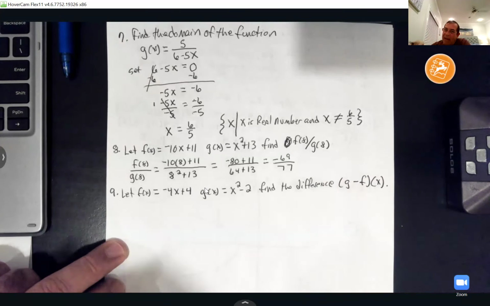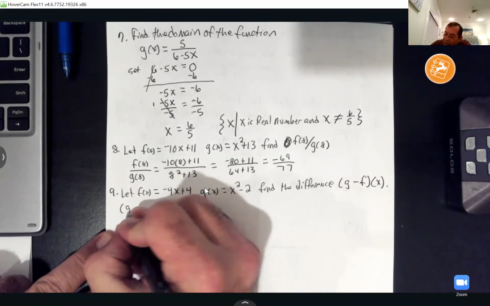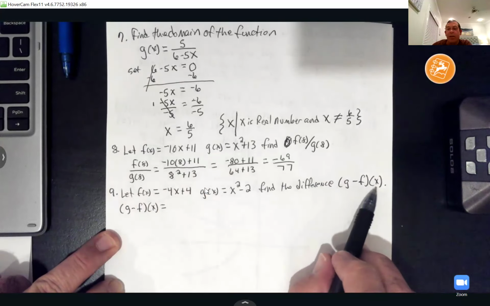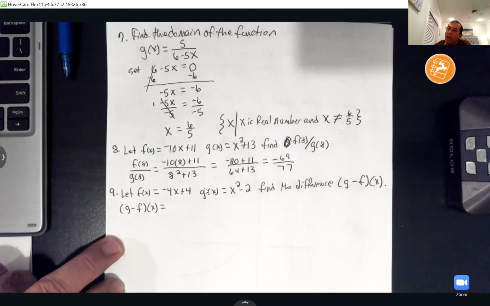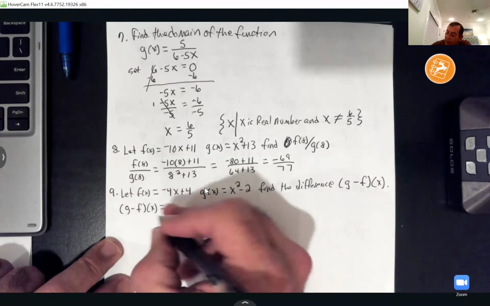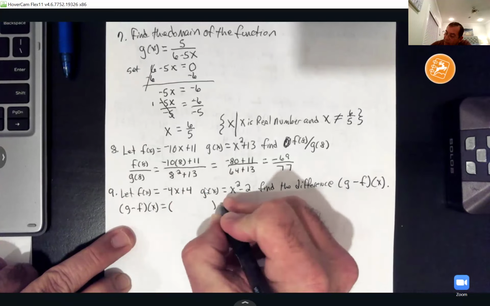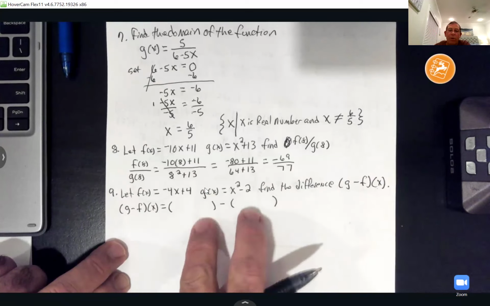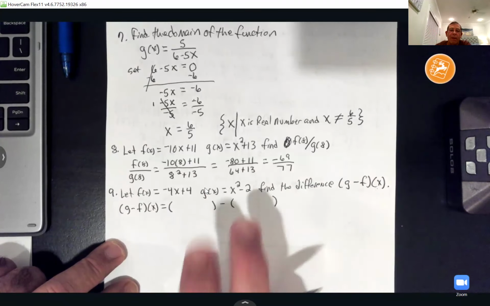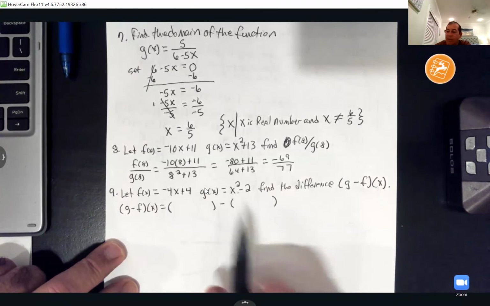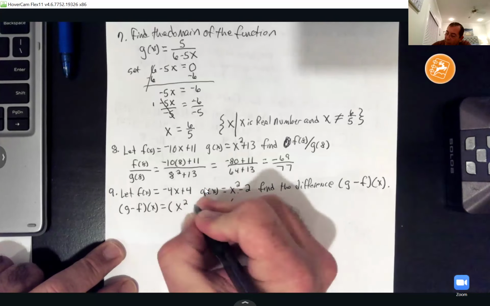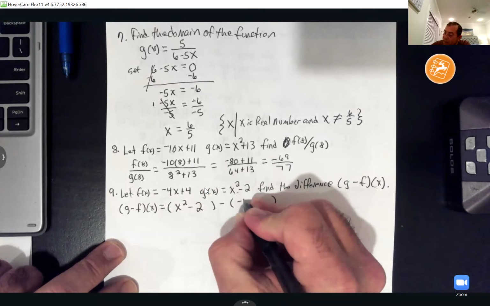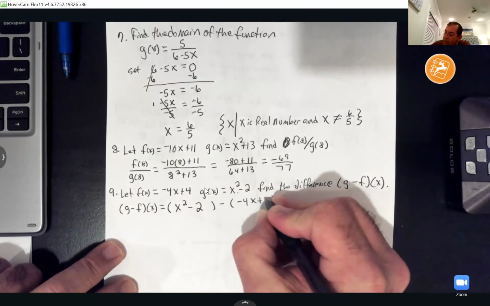So remember, g minus f. Now, when I do these, my first step, they didn't give me a number to plug into this one. So it's going to end up with x's no matter what. But I make this my g minus my f. Subtraction, you want to start out with parentheses no matter what. And then let's put the g first, x squared minus 2. And then the f, which is a negative 4x plus 4.